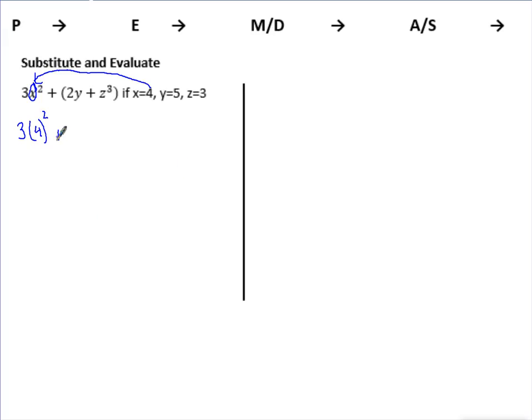Alright, then I'm going to keep going, plus 2, and now I have y, so I'm going to substitute. Y is going to come out, and 5 is going to go in, plus z to the third, so again I'm going to use my parentheses. I'm going to replace the z with a 3, so now I have 3 to the third power.